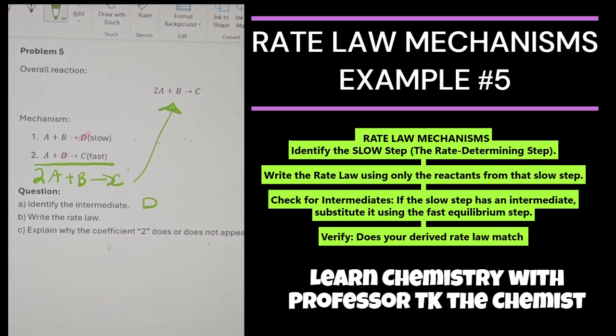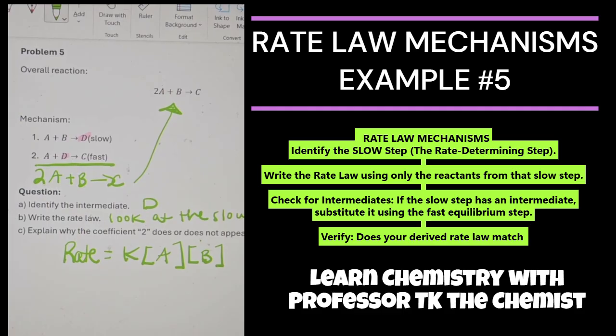How do you write the rate law? You look at the slow step. The slow step is the first one, where it says A plus B goes to D. So the rate is going to equal K times A times B. You never worry about the product side. You never worry about that D or whatever's on the right side. You only concern yourself with the left side. Okay, so this is your rate law right there. That's your rate law.